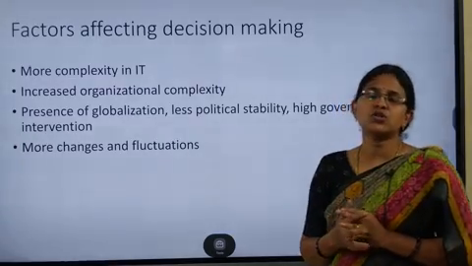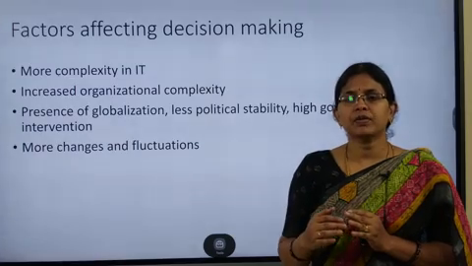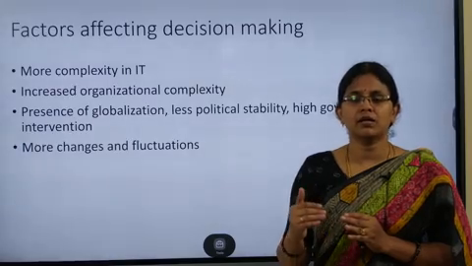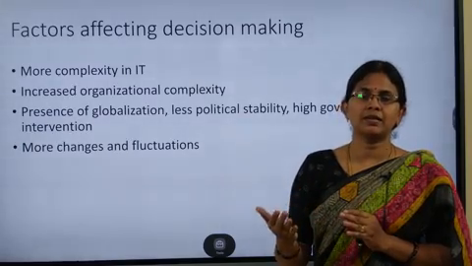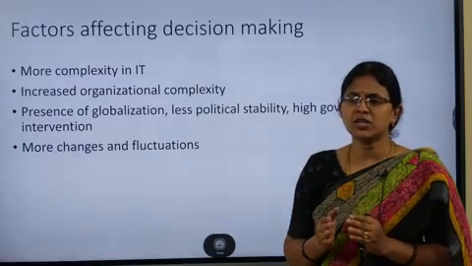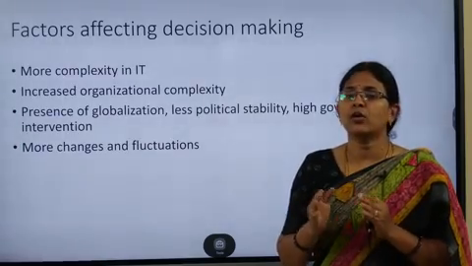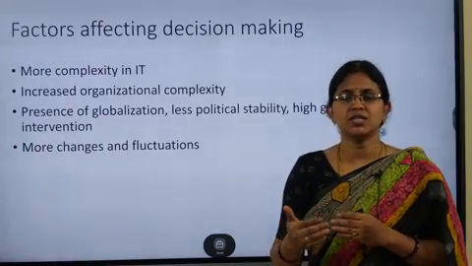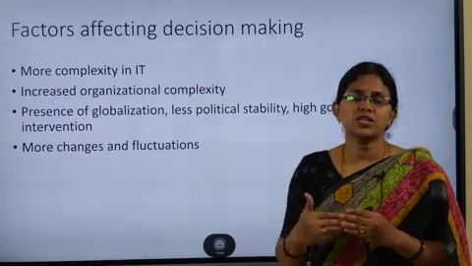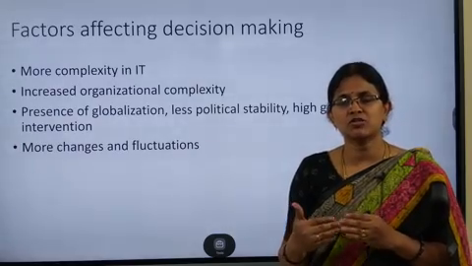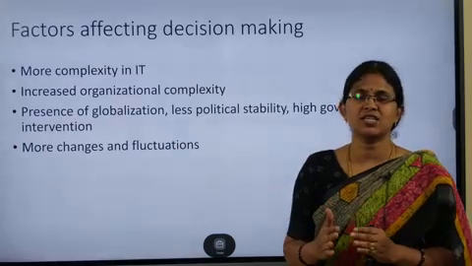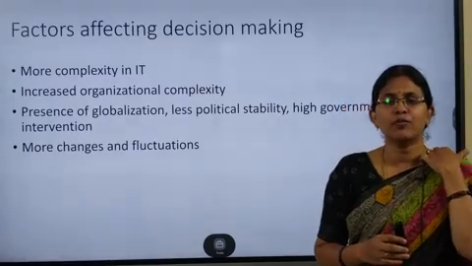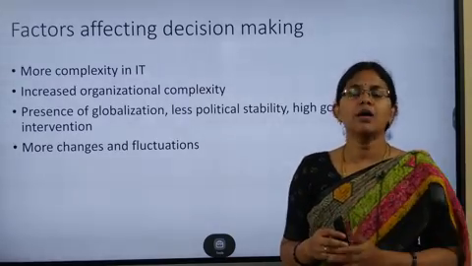And the last one, more changes and fluctuations. Today's scenario will not be there tomorrow. Like that, the market existing now will not be the same tomorrow. Any decision you are taking is not going to be permanent. According to the changes in the market and the changes in the business, you have to make your decisions flexible. Whenever it is possible to change your decision, you should be in a position to change it. If you are not ready for that, you will have to face many problems related to your decision in your business.